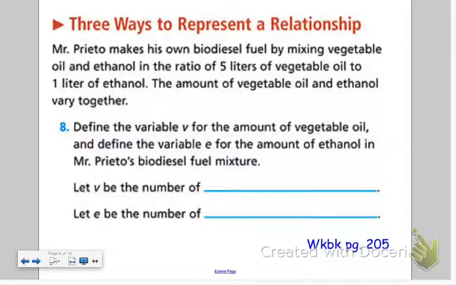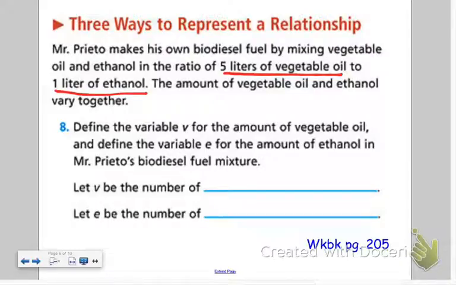Now let's look at, on page 205, Mr. Preto makes his own biodiesel fuel by mixing vegetable oil and ethanol in the ratio of 5 liters of vegetable oil to 1 liter of ethanol. So 5 liters of vegetable oil for every 1 liter of ethanol. That's the mixture that we need for his fuel. The amount of vegetable oil and ethanol vary together.